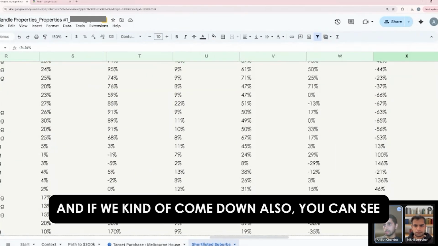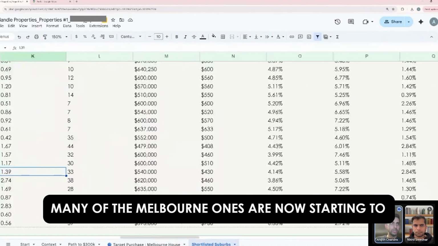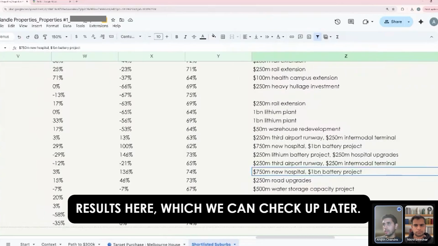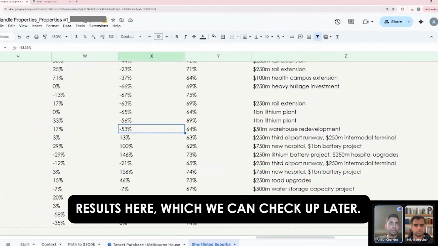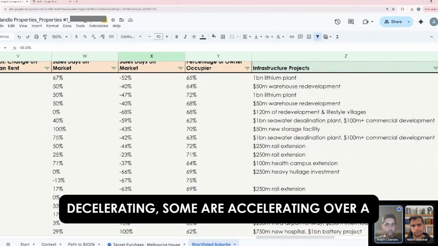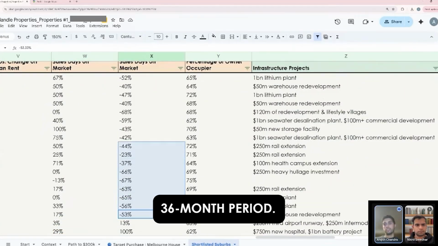And if we come down also, you can see many of the Melbourne ones are now starting to decelerate quite quickly, barring one with weird results here, which we can check up later. And then you can see some are decelerating, some are accelerating. Over a 36-month period, it's different again.